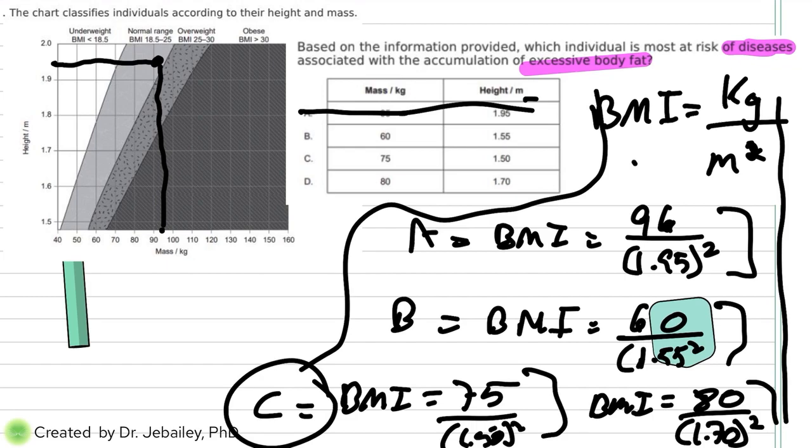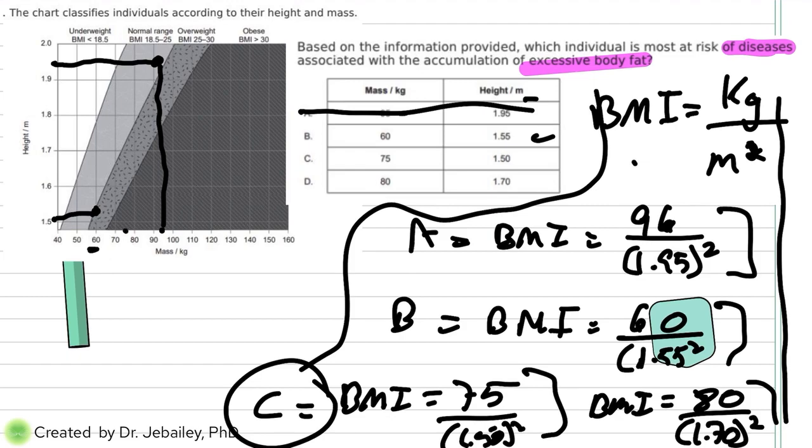The second one is right here, which is 60 and 155. So 155, oh, it probably is around here. So they're hitting right here, in the range from normal to overweight. Now, overweight is not excessive body fat for disease. It's just that you're overweight. It doesn't mean you're in a bad situation. So B, you're still okay, but I would say be careful. Let's look at the other ones and see if they're worse.